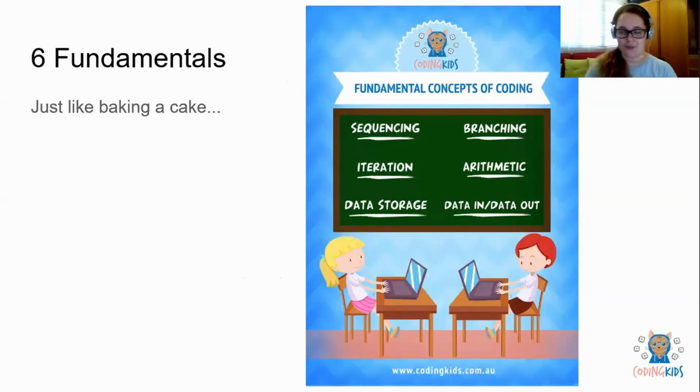All right, so our 6 fundamentals of coding. We like to use the metaphor that coding is just like baking a cake. To start off with, you have sequencing. When you're baking a cake, you have to follow a recipe, right? So you have a specific set of steps that you have to follow in a specific order to get to an outcome. You could follow those steps in any order that you wanted to put into your program. But ultimately, there's going to be one sequence of events which is the most effective.